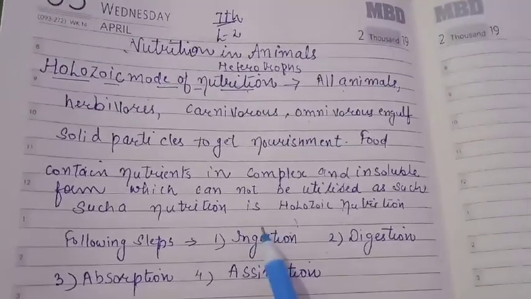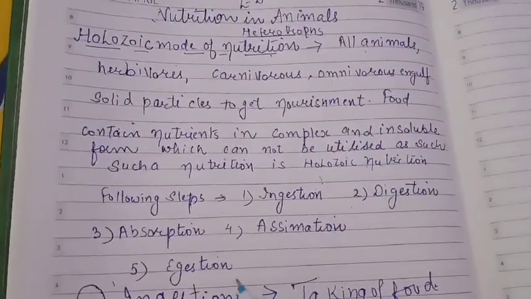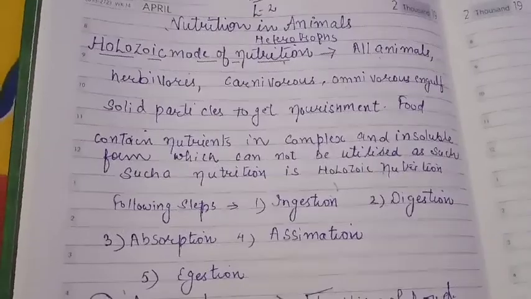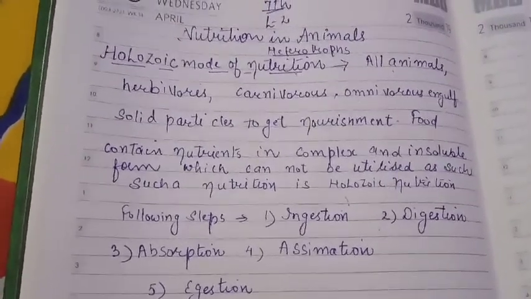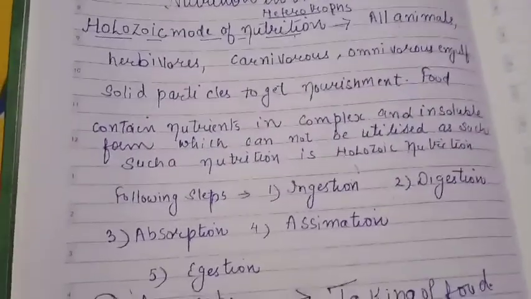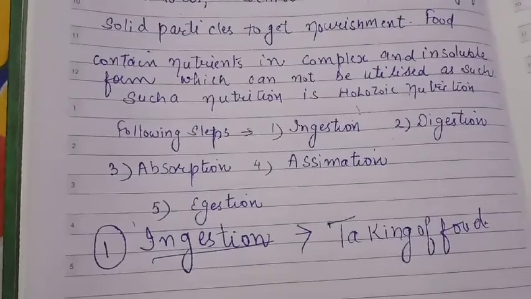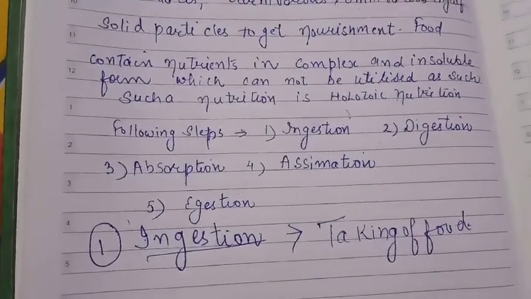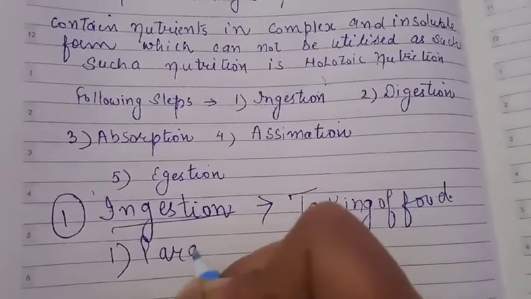What are the steps? First, ingestion. Second, digestion. Third, absorption. Fourth, assimilation. And fifth one is egestion. Now, what is ingestion? Ingestion means taking of food, and it occurs in different types of organisms in different ways. First is paramecium.